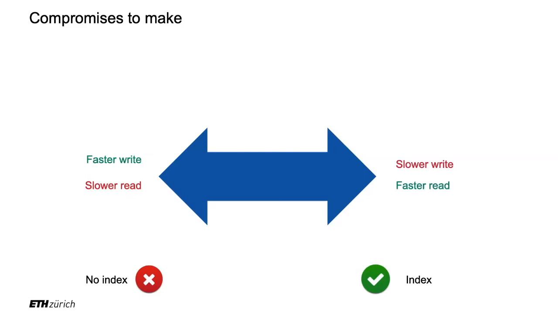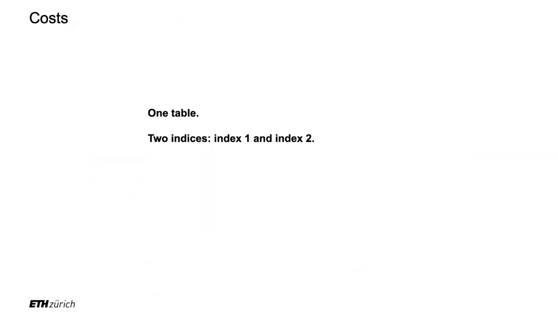If you don't have any index, writing is super fast because all you need to do is to update the table, but you don't need to worry about updating any index. There is none. But the reads are slower because you need to scan the whole table whenever you need to do that, right? So it's very important that you understand the benefits of an index, but also the costs of an index because there is no free lunch.